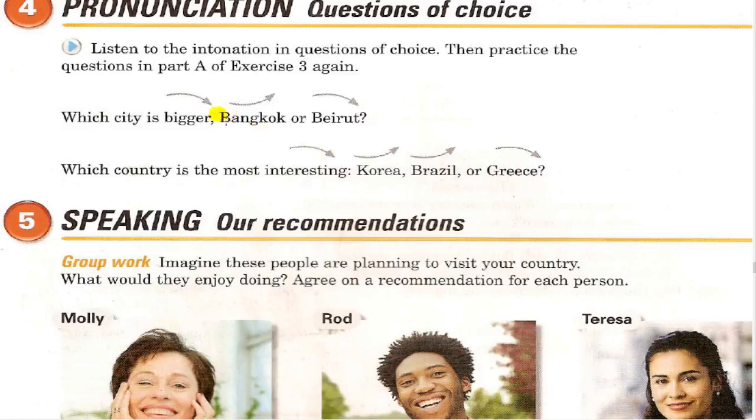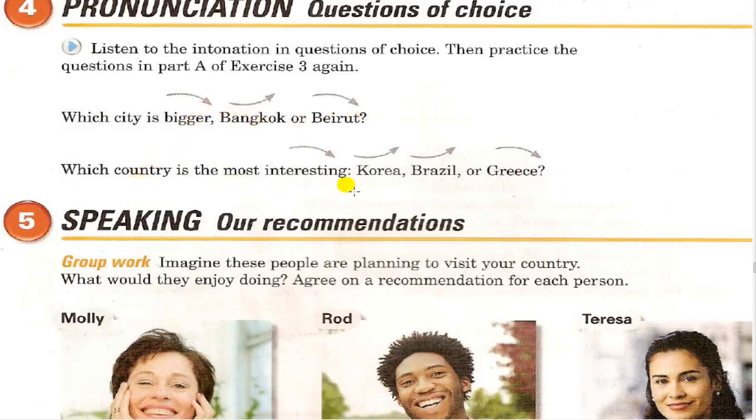In this exercise, which city is bigger, Bangkok or Beirut? You have a question of choice. You choose between A or B. So before "or," the sound is up. After "or," the sound is down. Bangkok or Beirut? Which city is bigger, Bangkok or Beirut? Before "or," the sound is up. After "or," the sound is down.